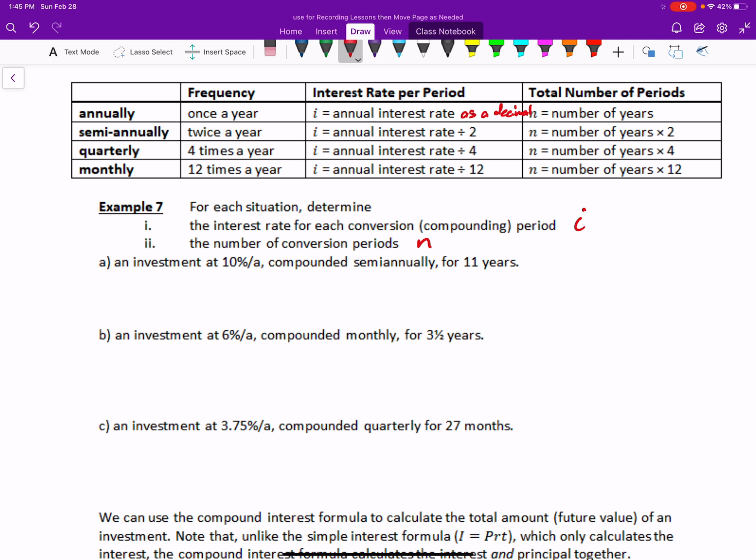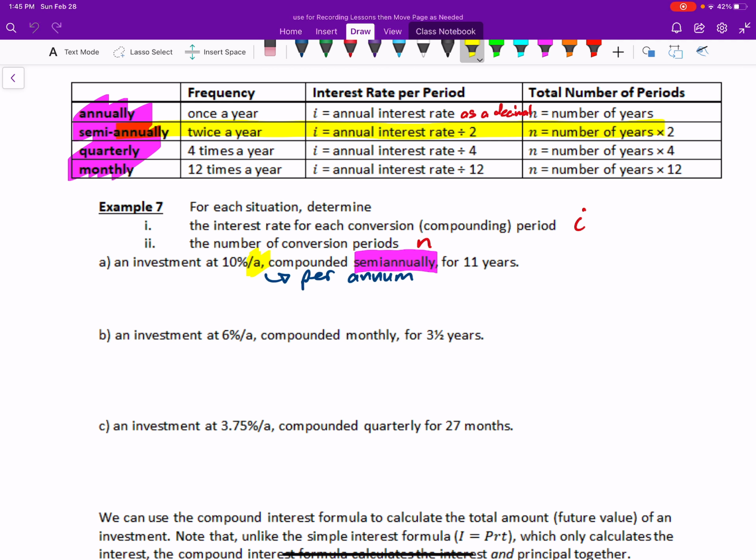So an investment at 10% per annum, this here, slash a, means per annum. It means per year. So when you see that, don't worry about it. Annum is just Latin for year. So it's saying there's an investment where you're paying 10% interest per year. It's compounded. What we have to look for is the key words, like, again, these are the words we're going to see in the actual question. So if we see semi-annually, we can go back and know that that means that they're going to calculate the interest twice a year.